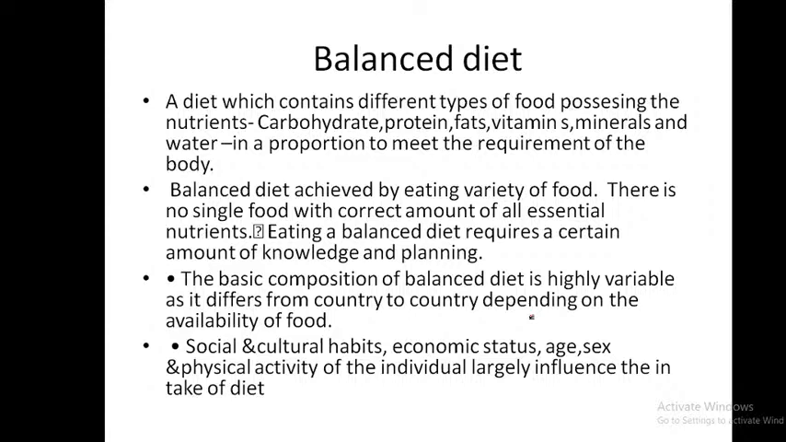Now that is what. Then next is balanced diet. നമ്മൾ ഇതുവരെ പറഞ്ഞത് എന്താണ് ഡയറ്റ്, എന്താണ് ഫുഡ്, എന്താണ് ന്യൂട്രിയൻസ്, ന്യൂട്രിയൻസിന്റെ ആവശ്യം, പലതരത്തിലുള്ള ഫുഡ്. These things we discussed. So diet എന്ന് പറയുന്നത് എല്ലാ തരം ഫുഡിനെ. Now what is balanced diet? Balanced diet contains different types of food. നമ്മൾ ഇതുവരെ ഫുഡ് ടൈപ്സ് മാത്രമേ പറഞ്ഞുള്ളൂ. ഇനി ബാലൻസ്ഡ് ഡയറ്റ്, ഒരു ഡയറ്റിൽ there should be a balance. That is a diet which contains different types of food possessing the nutrients, carbohydrates, protein, fats, vitamins, minerals and water in a proportion to meet the requirement of the body.